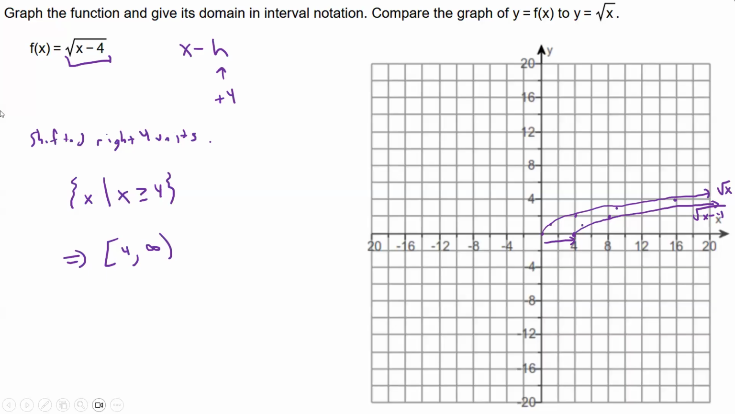So knowing how things move based on this, that means if we would have had x plus 4 inside the square root instead, then we would have plugged in h is equal to negative 4, and that means we're going to shift 4 units to the left. It would have been over here and would have gone up like that, shifted left 4 units. All right, let's stop here, and we'll come back for some more.